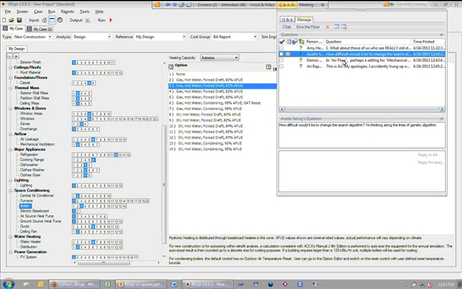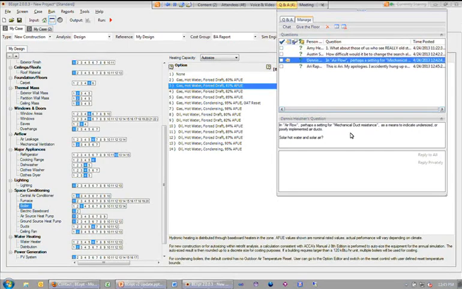Okay, a couple more questions are coming in here. Dennis asks, in airflow, perhaps a setting for mechanical duct resistance as a means to indicate undersized or poorly implemented air ducts, and solar hot water and solar air.